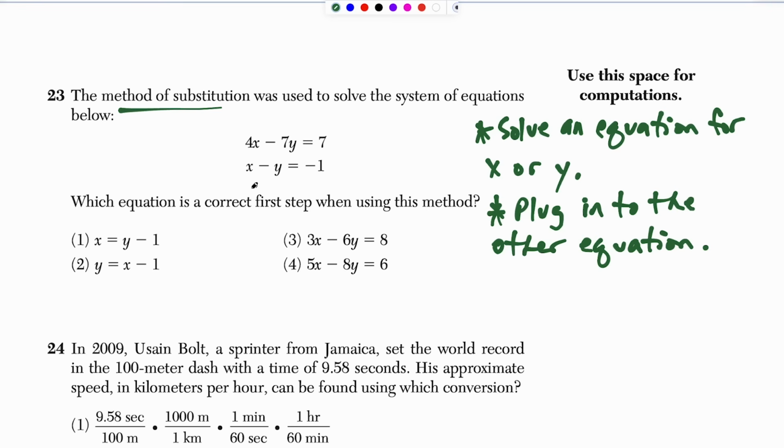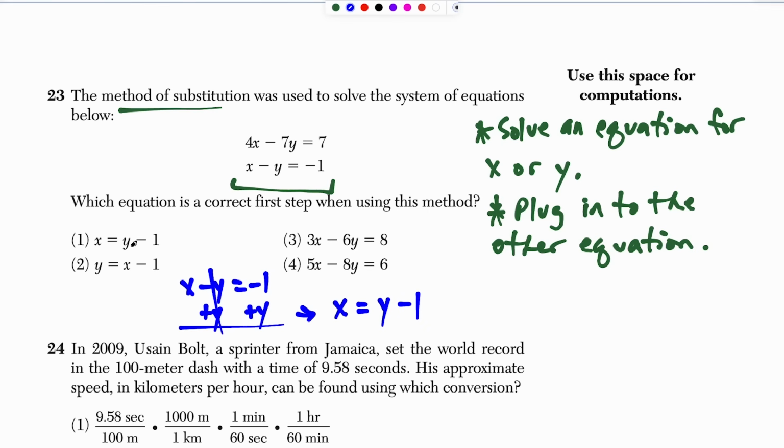So the one that looks easier to solve is the bottom one. See this one over here? So the easiest way to solve this is to solve it for x. So if I have x minus y equals -1, I could solve for x by just doing plus y on both sides. And now this gives me x equals y minus 1, which would be the correct first step, solving for x or y.